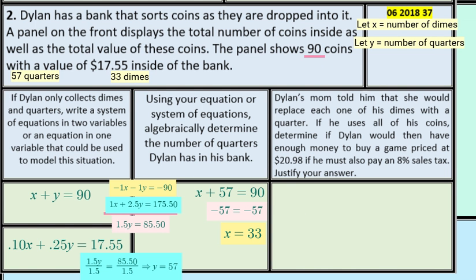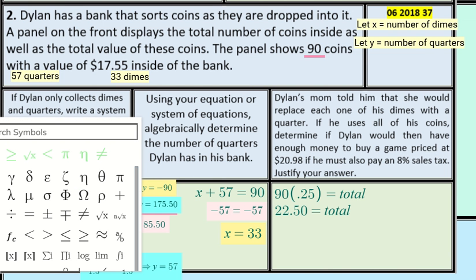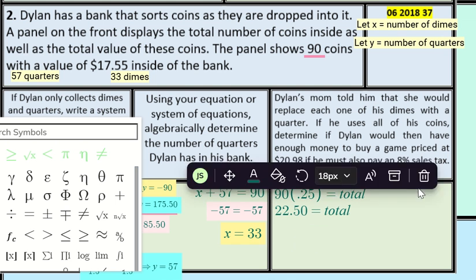So 90 coins, and they're all quarters. Let's write an equation. So total, if mom replaces all those dimes with quarters, we just multiply 90 times 25, the cost of a quarter, and we get $22.50.